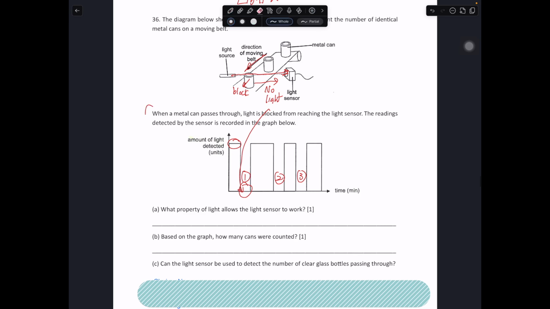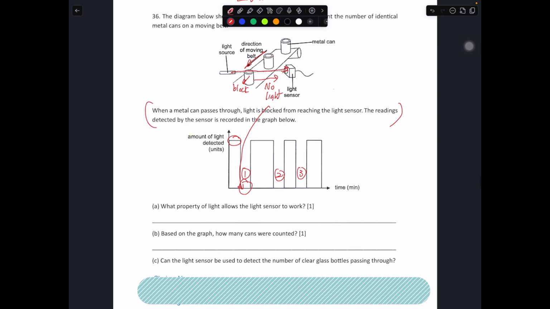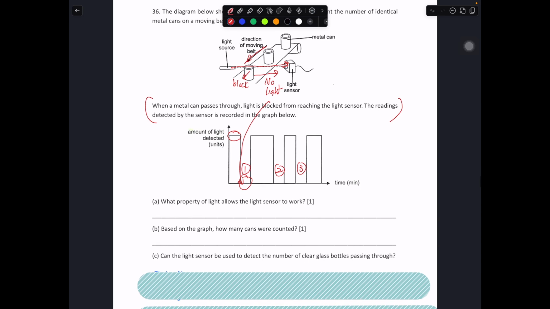As mentioned, this is just a repeat of this part, but it's mentioned in the question. So what property of light allowed the light sensor to work? The property of light that allowed the light sensor to work must be, in this case, that light travels in a straight line. So you think about it, if the light did not travel in a straight line, this is what could happen. This is the sensor. This is the light source. The object is over here, the metal can.